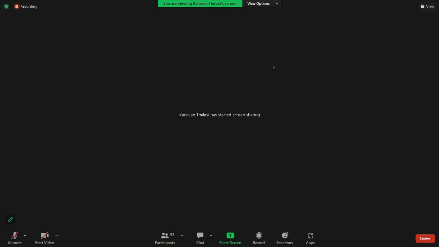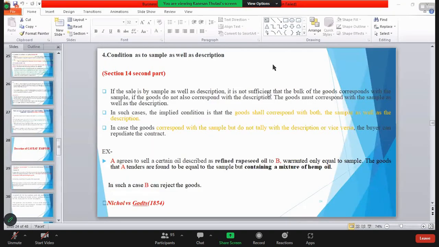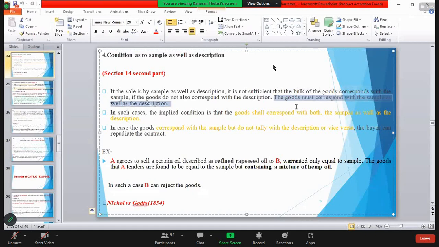See here, if the sale is by sample as well as description, it is not sufficient that the bulk of goods correspond with the sample if the goods do not correspond with the description. So both should correspond. Simple summary: the goods must correspond with the sample as well as description, if the buyer enters into the contract by sample as well as description. In such cases, the implied condition is that goods shall correspond with both sample as well as description. In case the goods correspond with the sample but do not tally with the description, or vice versa, the buyer can repudiate the contract. So both should correspond.